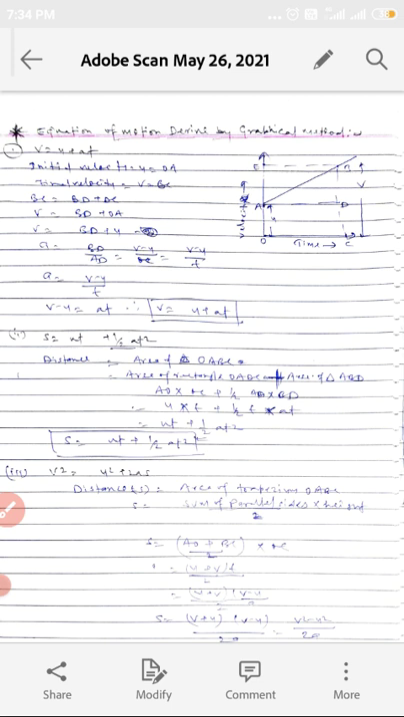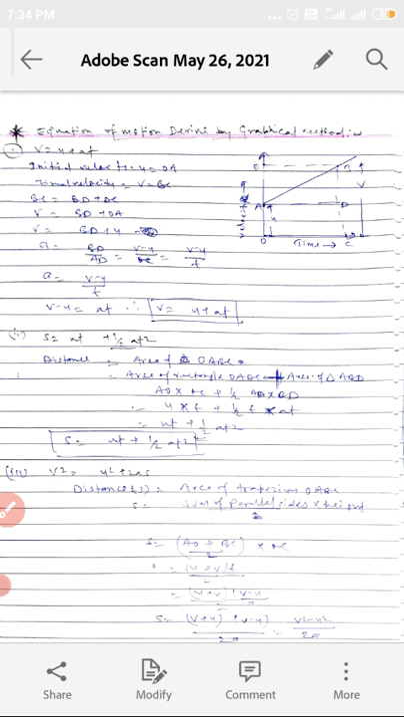Third formula, v square is equal to u square plus 2as. Distance is equal to the area of trapezium OABC. So s is equal to half, sum of parallel sides into height. So s is equal to AO plus BC by 2 into OC. AO means u, BC means v, and OC means t.